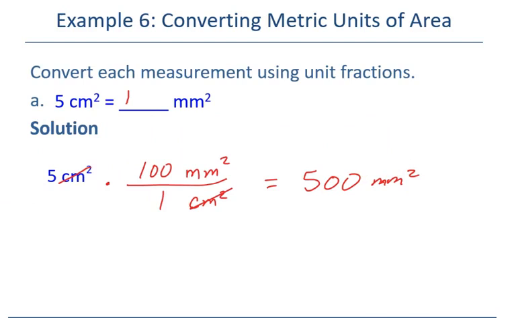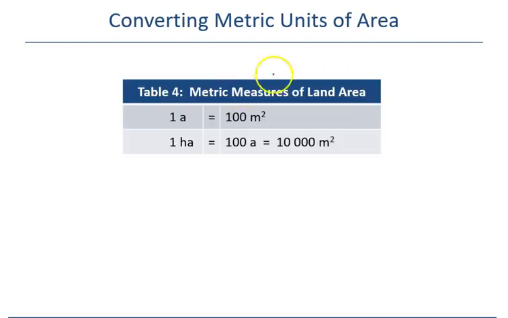Okay. And let's do one more little conversion that we need to know about, and that is converting metric units of area. Okay, and these are just land areas. Okay, I think this is an acre and this is a hectare. Okay, so this is 1 hectare equals 100 meters squared, and then 1 hectare equals 100 acres, which equals 10,000 meters squared. So let's look at this one.